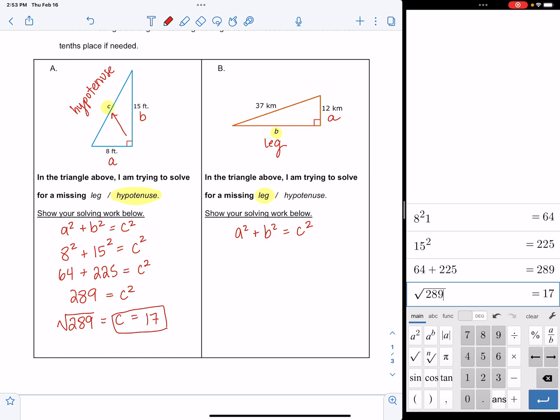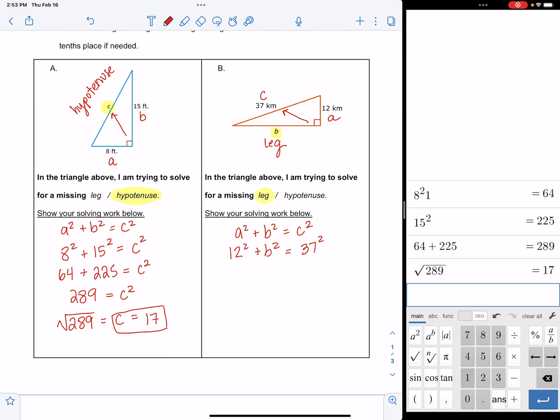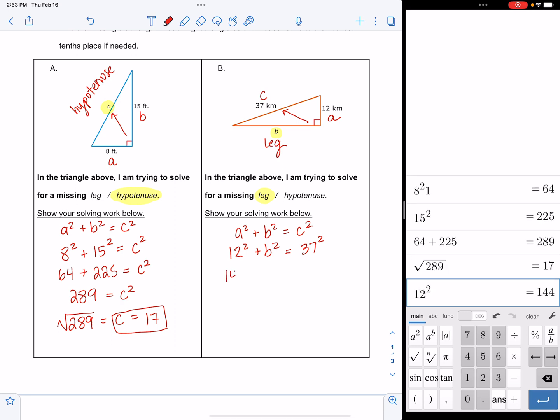I'm going to substitute in what I have, and you'll notice that this is a little different from what we did in the last problem. 12 squared plus b squared equals 37 squared. 37 is the hypotenuse. It's what's across from the right angle. So 37 is our c value. We're going to evaluate what we have. However, I want to remind you that this equal sign is in our way. So we're just going to evaluate whatever 12 squared is. We'll keep the b squared where it is, and also 37 squared.